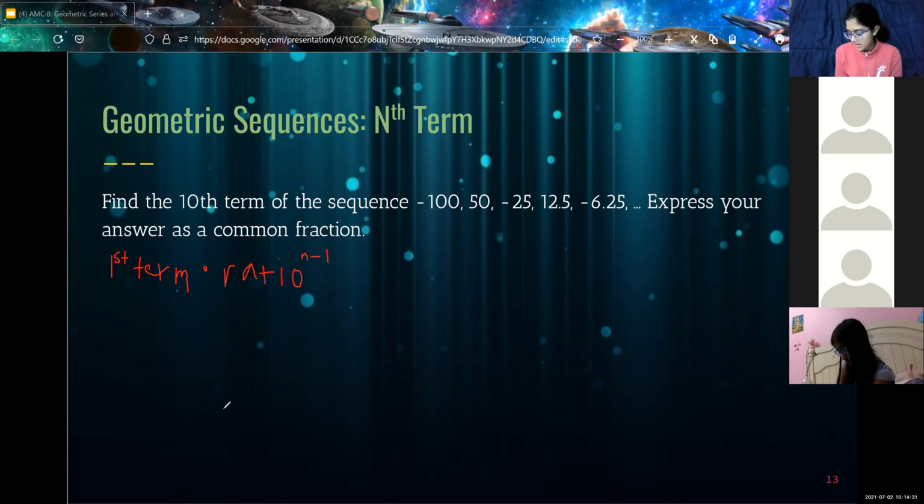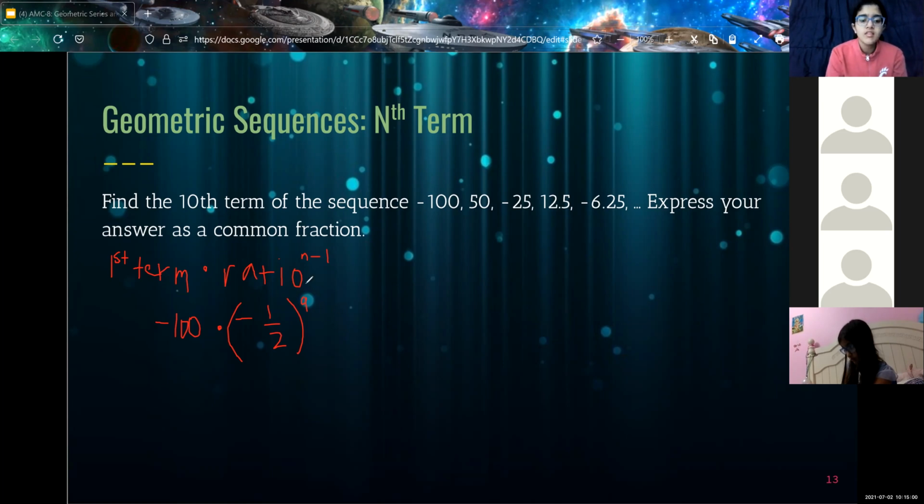Okay, yeah. It would be negative 100. So we get negative 1/2 to the power of n minus 1 multiplied by negative 100, right? So now what would n minus 1 be? Okay, yeah, it would be 9, right? So that would mean that we would have negative 100 times negative 1/2 to the power of 9, right?